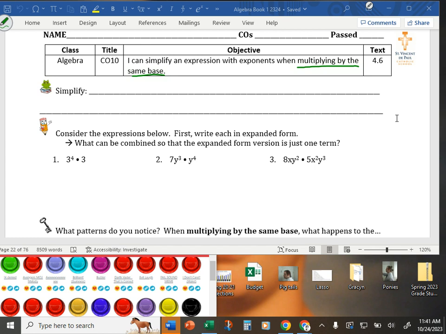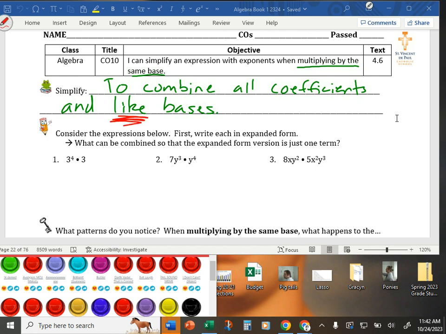When we talk about simplifying expressions with exponents, what we mean is to combine all coefficients and like bases. Okay? Keyword there is like bases. To simplify an exponent expression means to combine all coefficients and like bases.